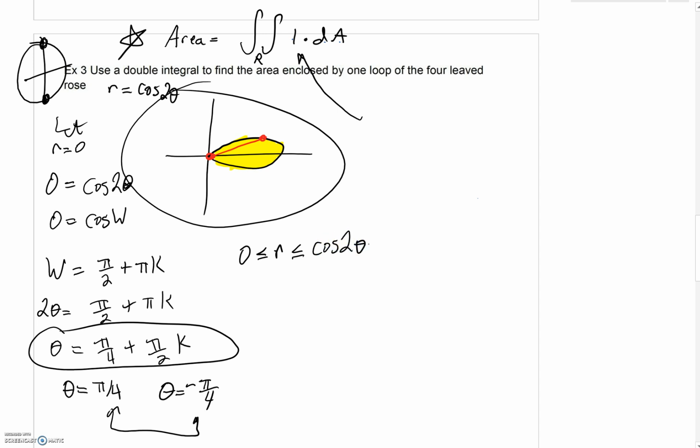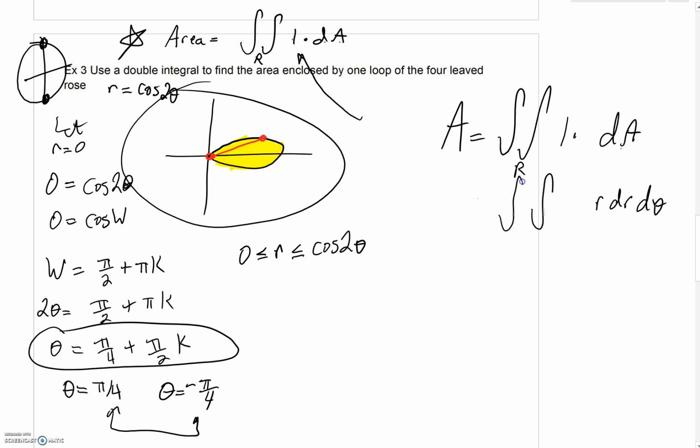Why am I bringing that up? Well, our area we just saw would be this enclosed region, 1 times dA. Whenever we are working with polars, our dA becomes r dr d theta. And then, of course, ignore the 1. What are our boundaries for dr? Well, r would be going from 0 to the cosine of 2 theta. How about our boundaries for theta itself? Well, we'd have negative pi over 4 to positive pi over 4.